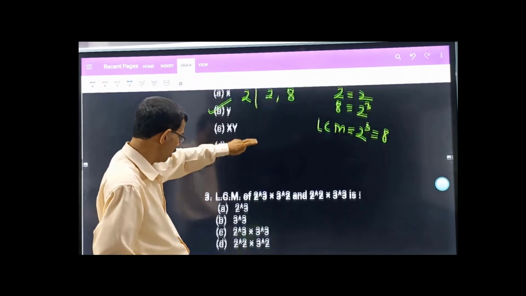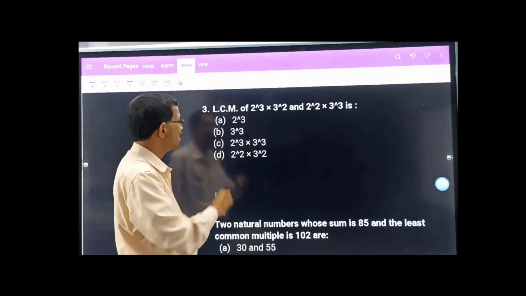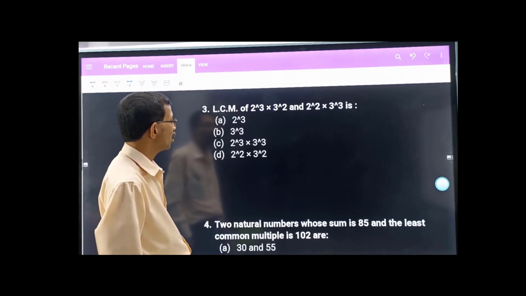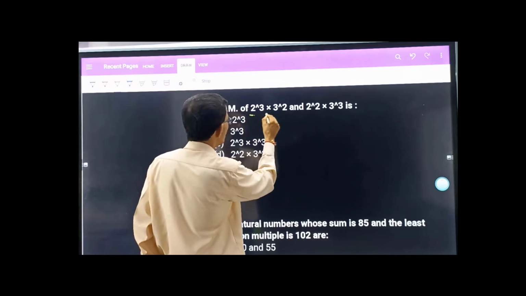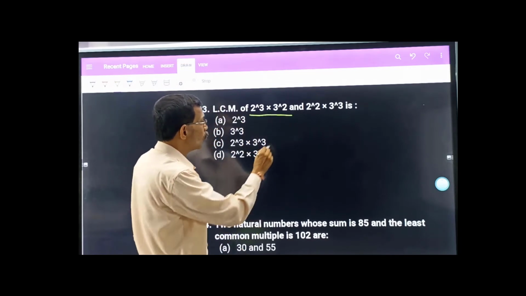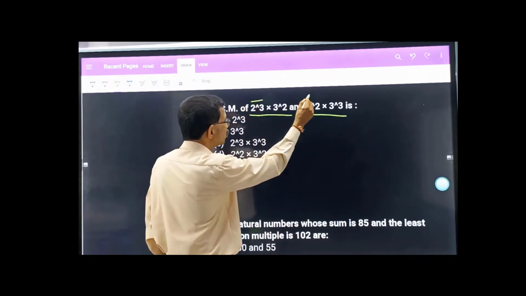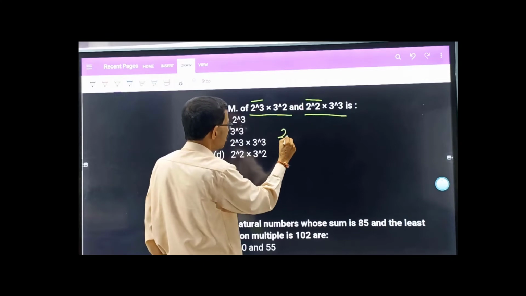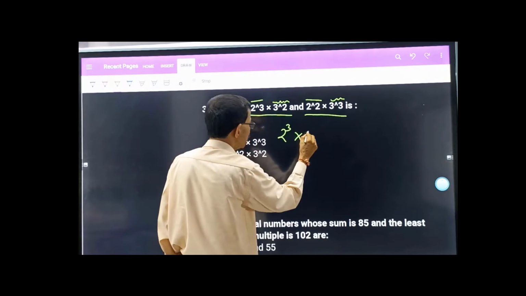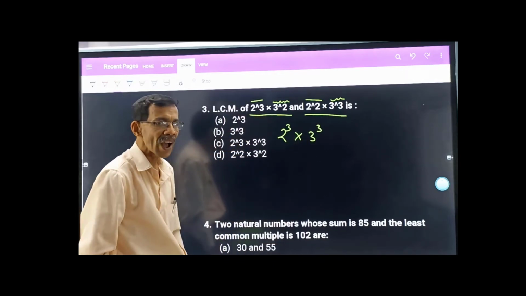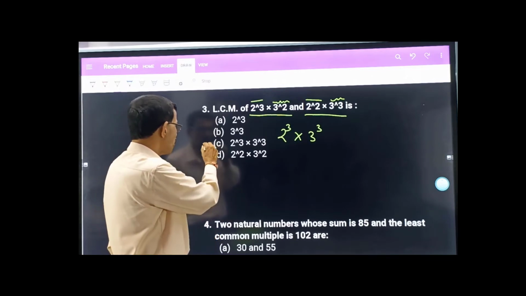And the next question is, we have to find the LCM of these numbers. So here this is given as 2 raised to 3 and 3 raised to 2, and here 2 raised to 2 and 3 raised to 3. Among the powers of 2, we take the highest one, that is 2 raised to 3, multiplied by, among the powers of 3, we again take 3 raised to 3, which is the highest power of 3. And the correct answer here is option C.